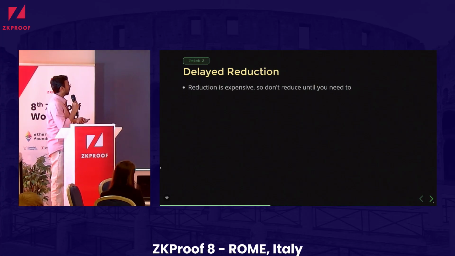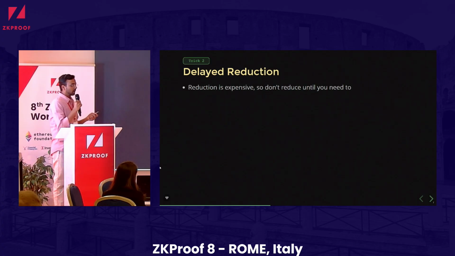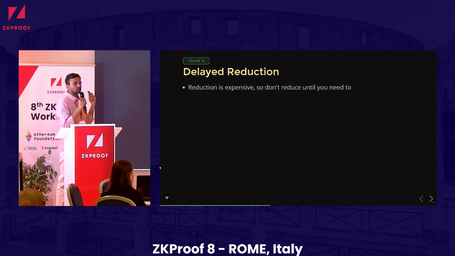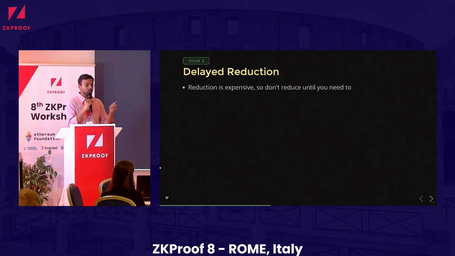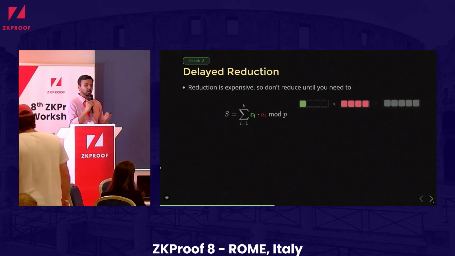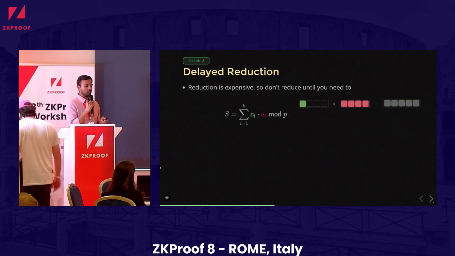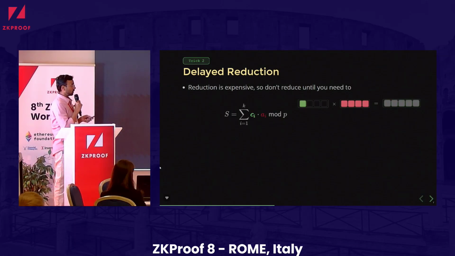Again, this is another simple trick called delayed reduction. Reduction is expensive as we saw in the previous slide. So we don't really need to reduce until we really need to. So let's say you have to compute an expression of this form, summation Ci times Ai. Ci are small elements, Ai are big elements. So it's an SB multiplication. And then you need to sum over k of such products.